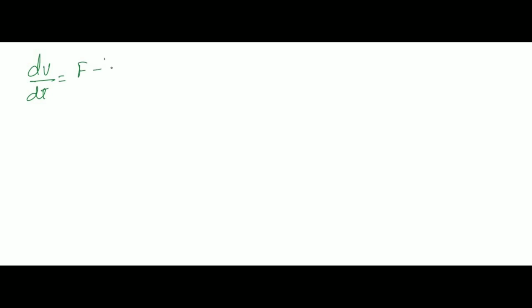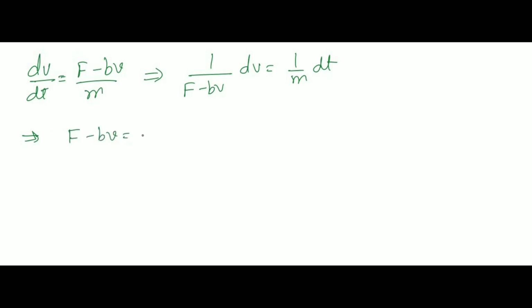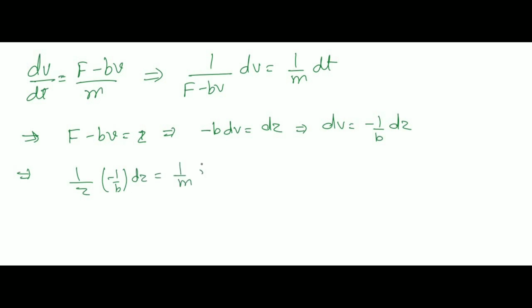dv by dt is equal to (F minus bv) by m. So, let me write it this way: 1 by (F minus bv) dv is equal to 1 by m dt. From here, you can substitute: let us suppose F minus bv is something, let us call it z. This implies that minus b dv is equal to dz, so dv is equal to minus 1 by b dz. So let us have the substitution. It will become 1 by z times minus 1 by b dz is equal to 1 by m dt.